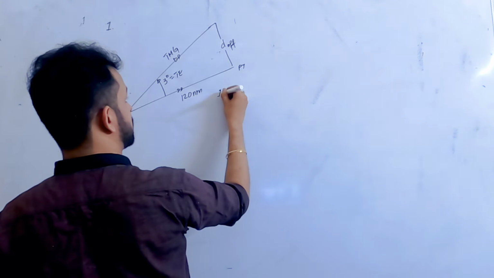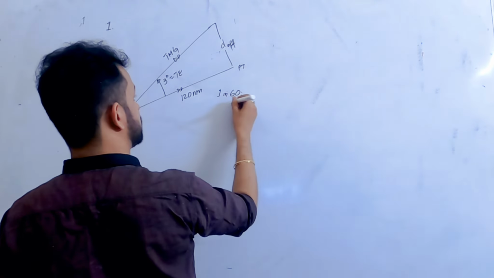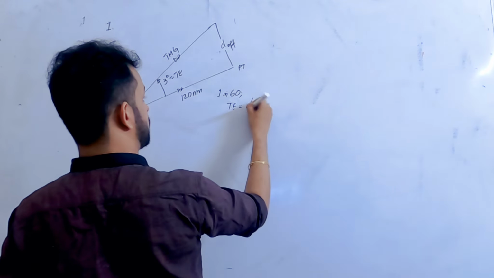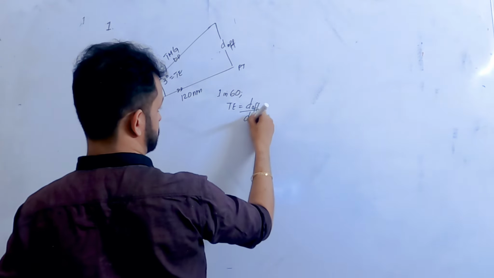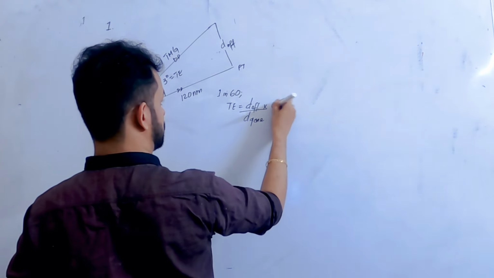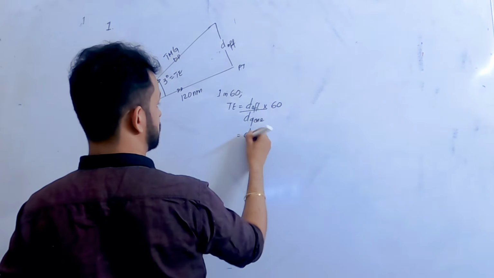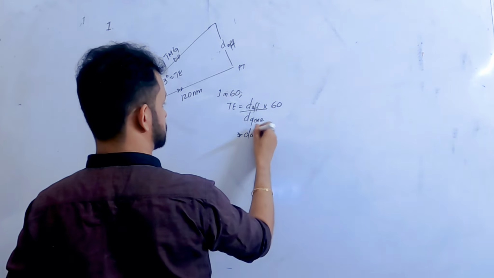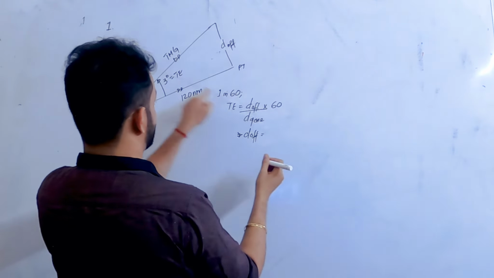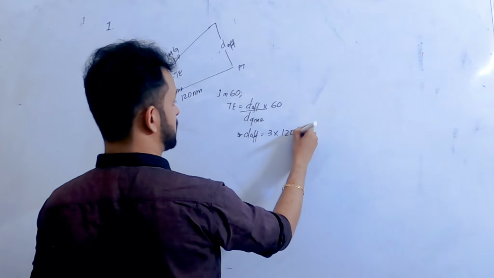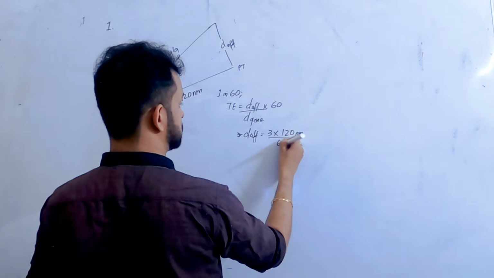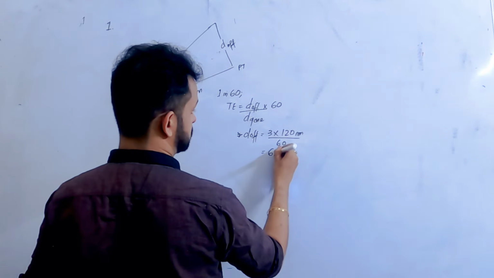So you can apply 1 in 60 here. Track error is equal to distance off by distance gone into 60. So distance off equals track error, which is 3, into distance gone, which is 120 nautical miles, divided by 60, which is 6 nautical miles.